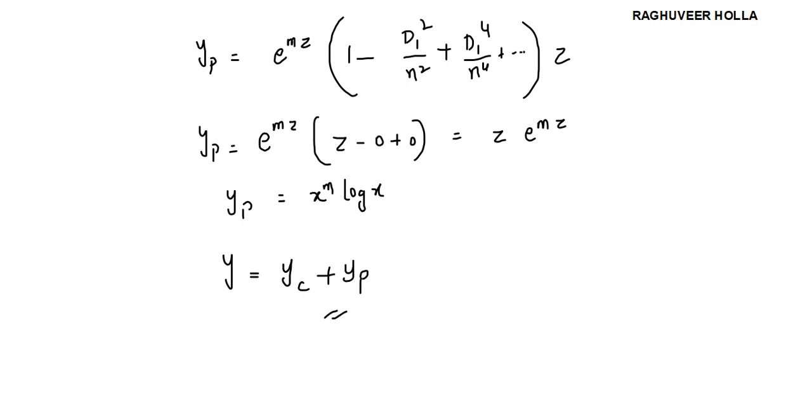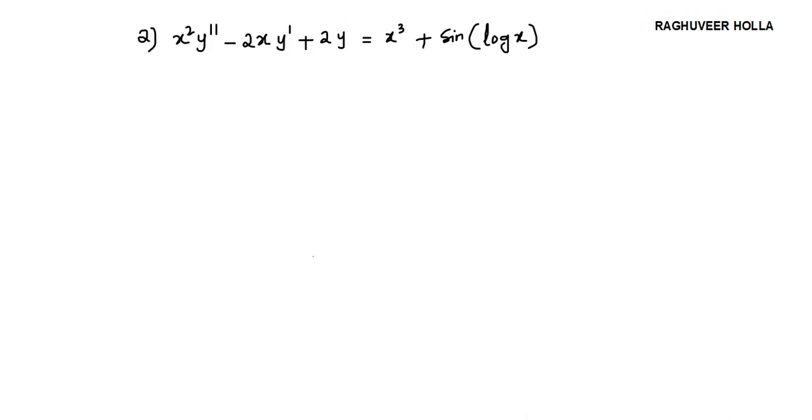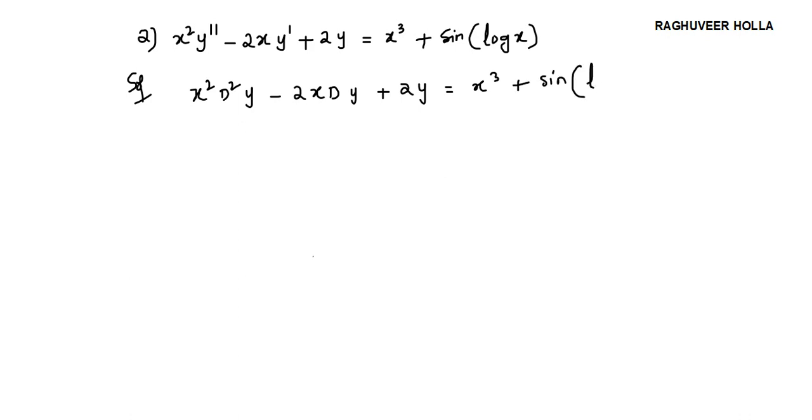Let us look into the next problem, right? Now what do we have here? Again, this is of Cauchy's linear differential equation. Okay, now let us write that. So we have x square d square y minus 2x dy plus 2y is equal to x cube plus sine of log x, right?